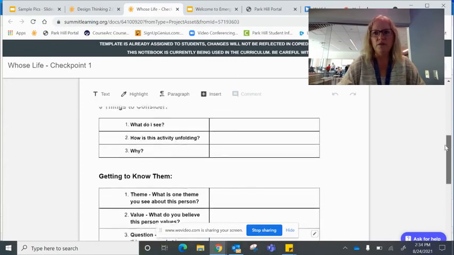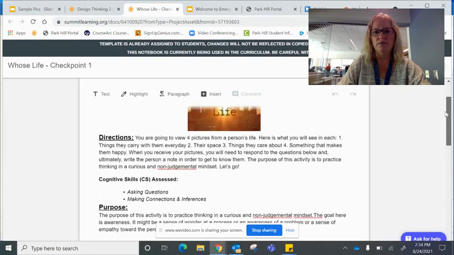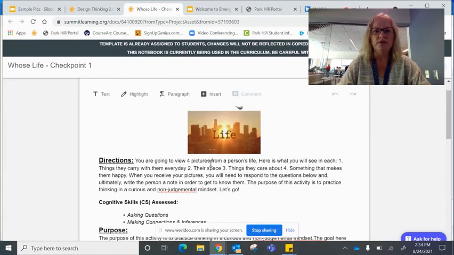If you can't remember those particular things, they're listed at the top of checkpoint 1. So that's an easy place to go if you forget what your pictures are supposed to be about. And that will be by the 27th. If I could get everybody's slide by the 27th, that would be fantastic. And by the way, do not show anybody your pictures. Nobody. Don't show anybody your pictures.